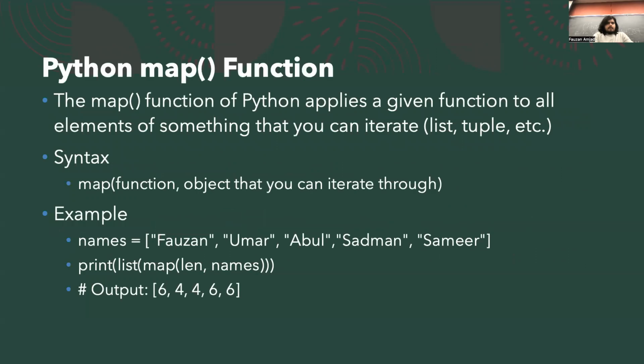Okay. So now let's talk about the Python map function. The Python map function applies a given function to all the elements of something that you iterate through. So let's say that you want to apply, let's say, the length function to all the elements of a list. Well, you can use the map function in that case. So I have a list of names, for example, here with a bunch of my friends' names. And so I want to see the length of each of their names.